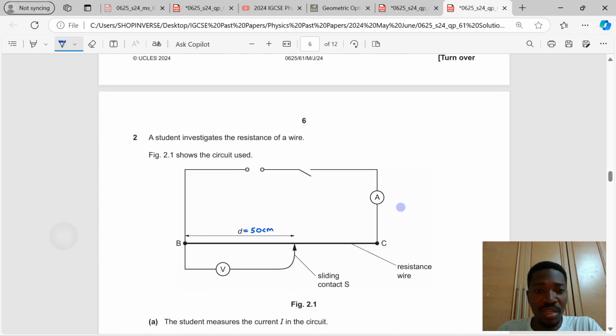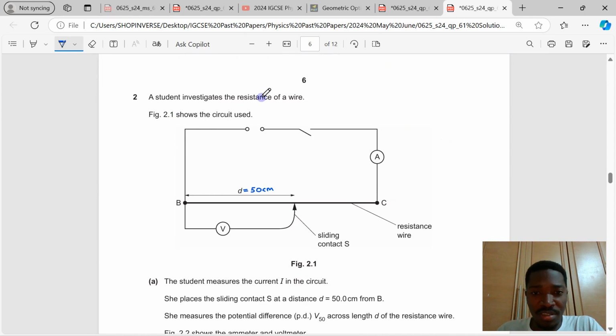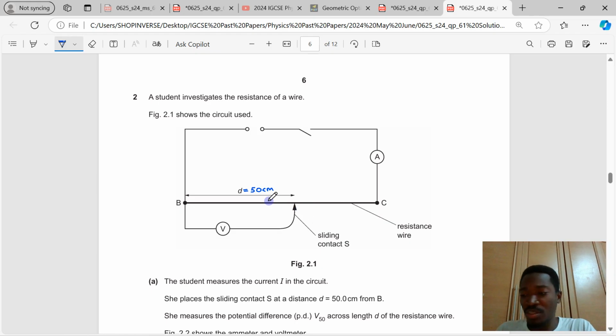Question number 2. A student investigates the resistance of a wire. Figure 2.1 shows the circuit used. Now this is the circuit. This is a sliding contact, which can be represented with a jockey, or you may choose to use a crocodile clip. This is a resistance wire. This is an ammeter, and a voltmeter to measure voltage across the wire. This is a DC power source.